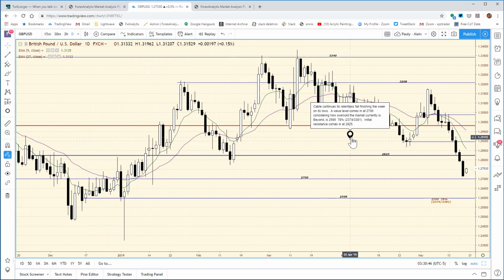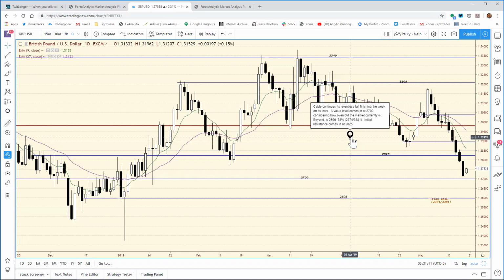And back with cable and the analysis for cable. Once again, it's the basic and technical analysis. So we have our posting on. Cable continues its relentless fall, finishing the week on its lows. A value level does come in at 127 even, considering how oversold the market currently is. Beyond is 25.90, the 78% of the move from 23.74 to 33.81.